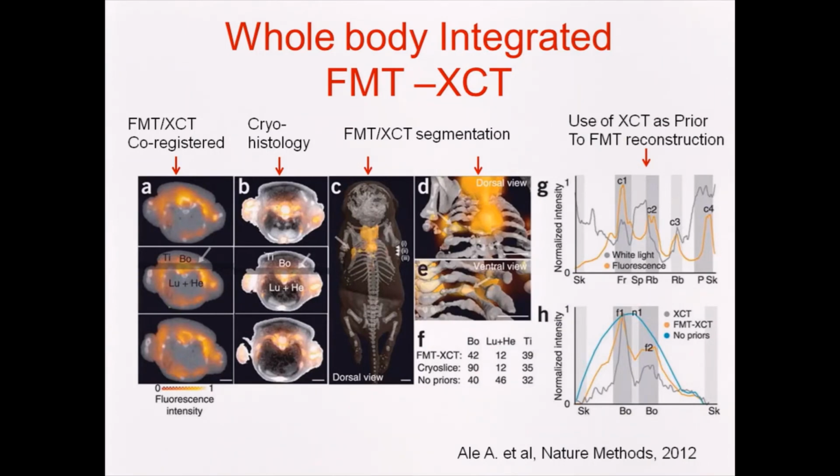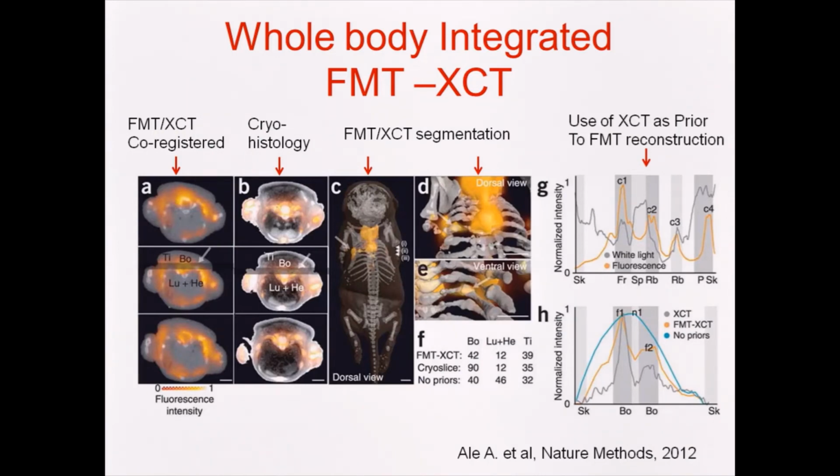It's all co-registered with CT, so the first thing you get is that the fluorescence molecular images are co-registered with anatomy, and that provides a reference for understanding where things are accumulating. These are FMT images in this column, and B is the same mouse, but this is cryohistology. So this is the ex vivo validation that these fluorescence contrasts are really where they are supposed to be.